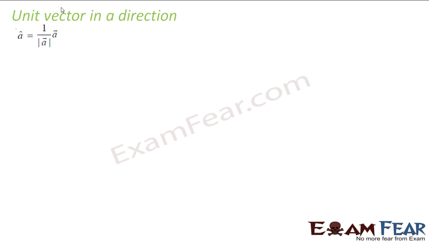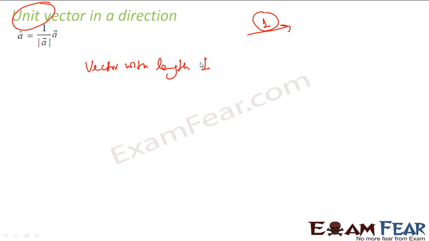The next important concept is the unit direction of a vector. So what is the unit direction of a vector? I have some vector, and I want to find the unit vector in its direction. The unit vector in that direction is nothing but the whole vector divided by its magnitude. That is nothing but a vector with length 1.